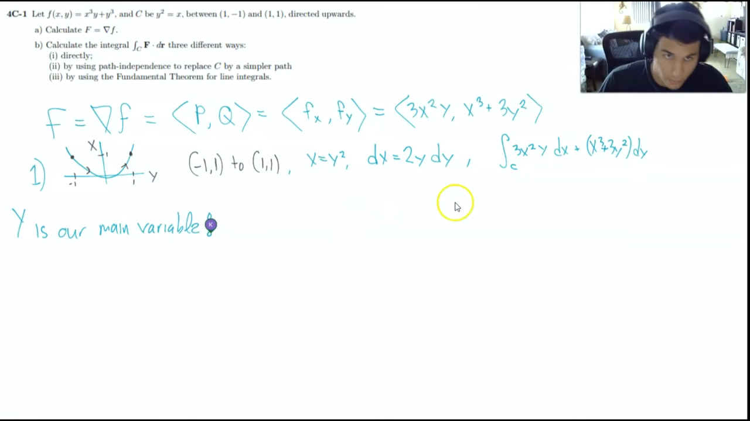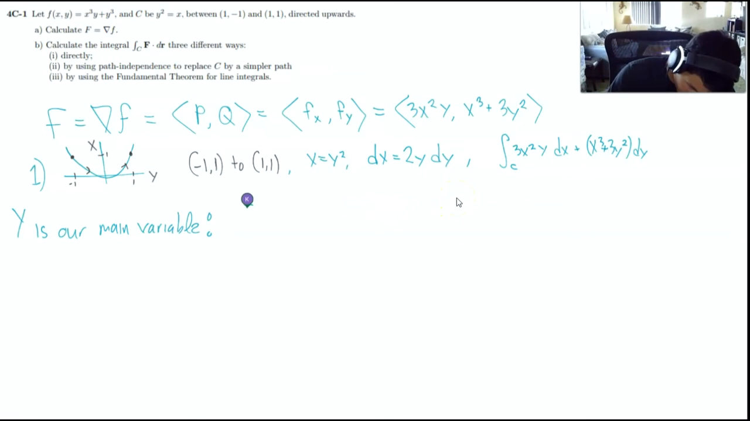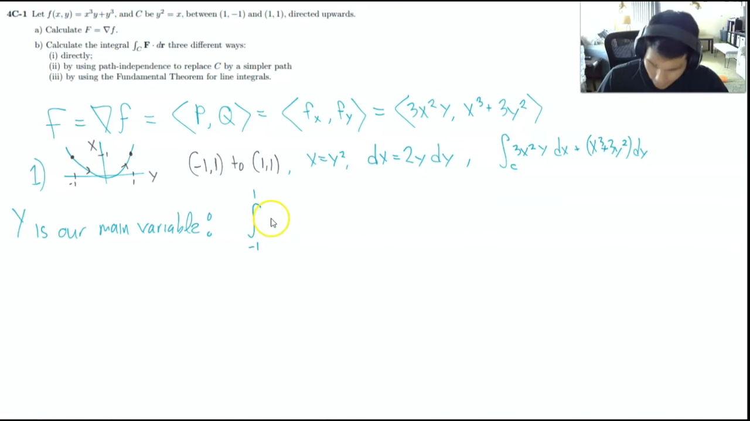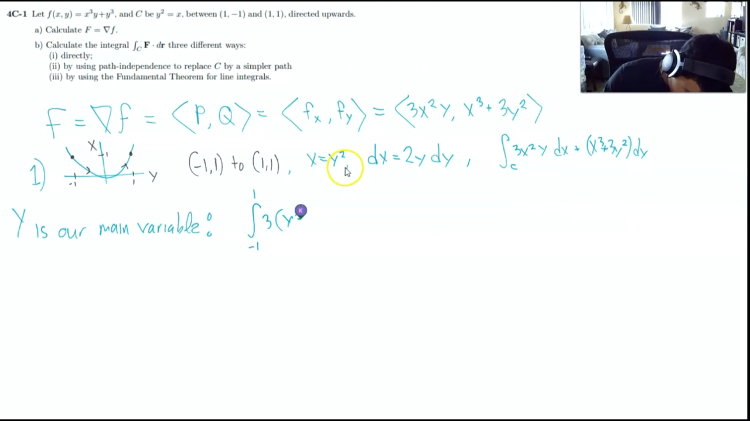Okay, so we'll go from, that's a really ugly integral sign. We'll go from 1 to -1. Okay, now look at that, we got a beautiful integral sign. So y is our main variable. We want this to be purely of y. Okay, 3x squared, that's the same thing as 3y squared, and y. Then dx becomes just 2y dy.